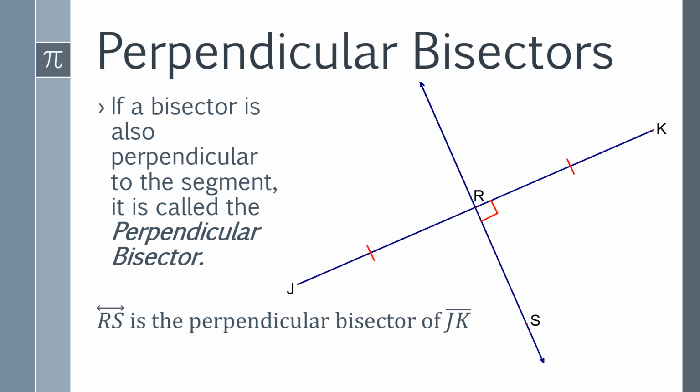A perpendicular bisector now is a perpendicular segment, or it's anything that is perpendicular to the segment that's being bisected. That's called a perpendicular bisector. So in this diagram, we would say that line RS is the perpendicular bisector of segment JK.